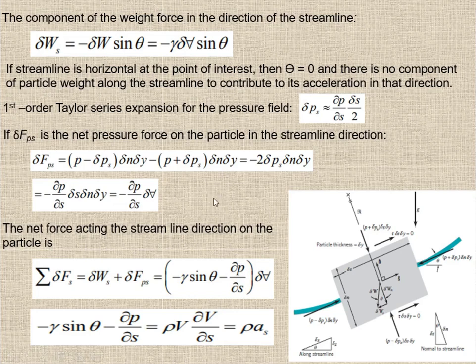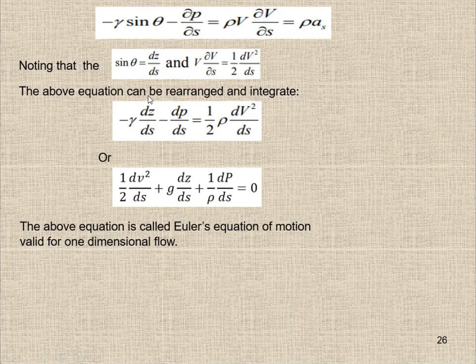So this volume is common, we take it out. Okay, so we simplified further. So sigma force, the net force, will be equal to density times acceleration along the streamline. So this is the equation. Here we simplified that, and finally we got this equation, and here we replace sine theta. Sine theta is equal to dz over ds.